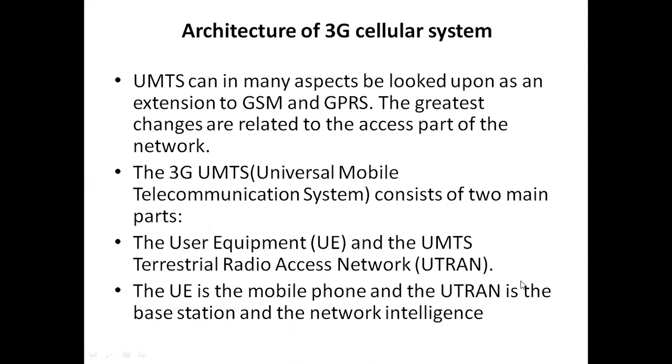We know in GSM we have a base station and some network. Here also UTRAN is the combination of base station, that is the site, and the network intelligence. The combination of base station and network intelligence we call UTRAN. So these are the two components we have in the 3G cellular system.